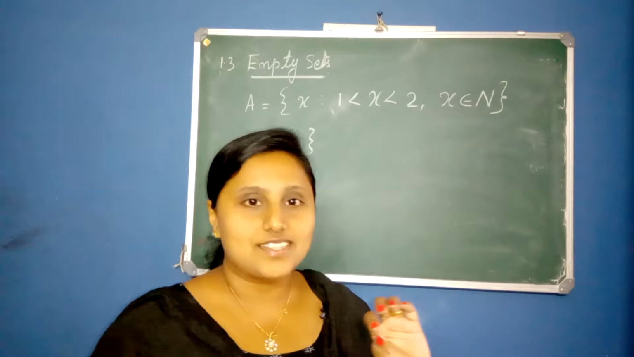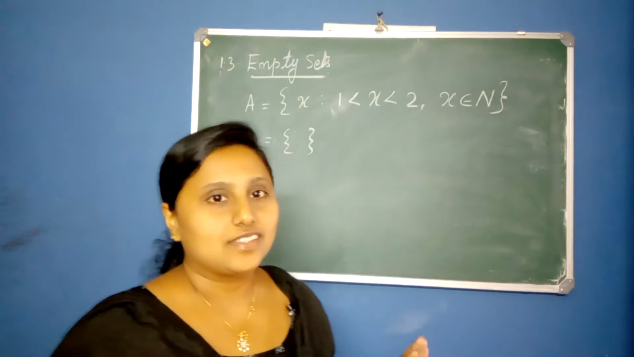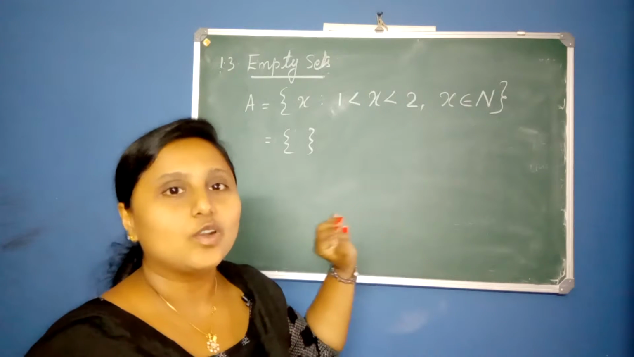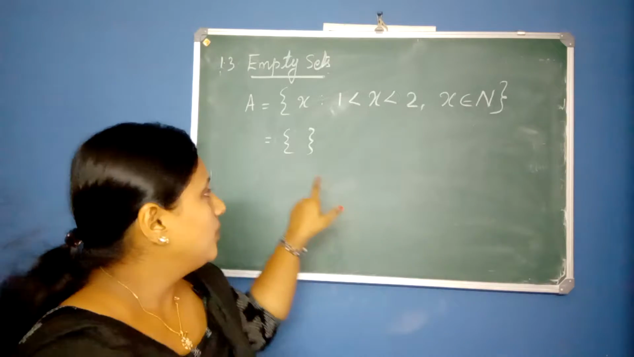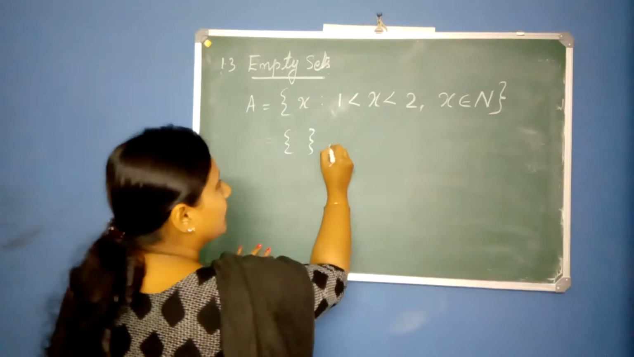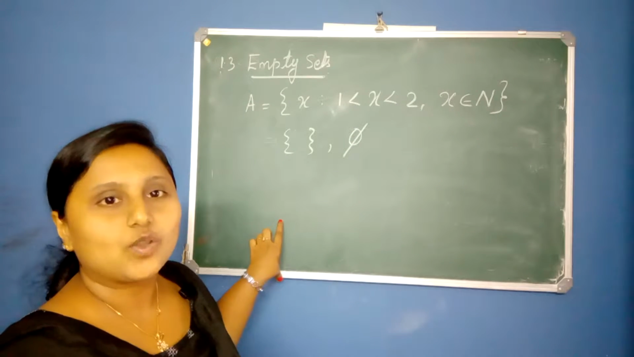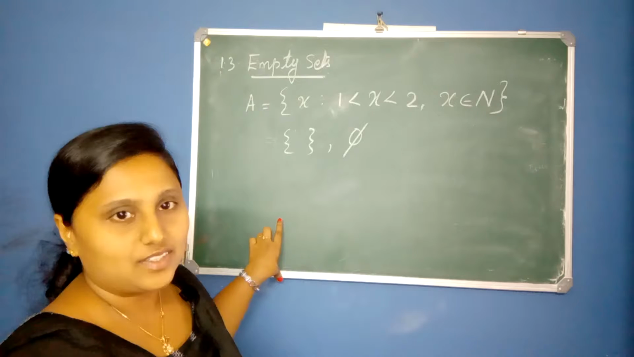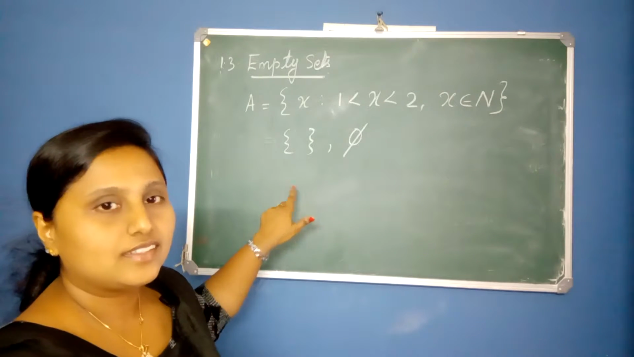An empty set is a set which contains no element. A set containing no element is called an empty set, which is denoted by this symbol or phi. These are the two representations of the empty set. Here A is an empty set.